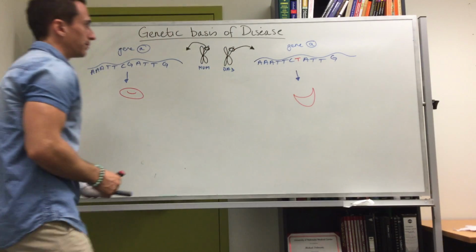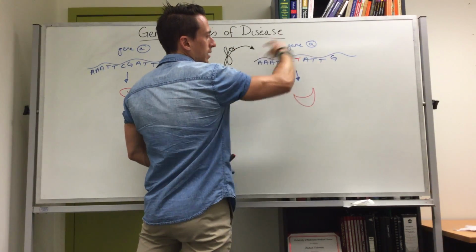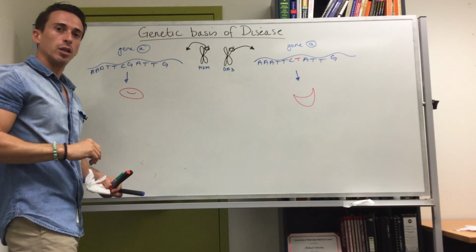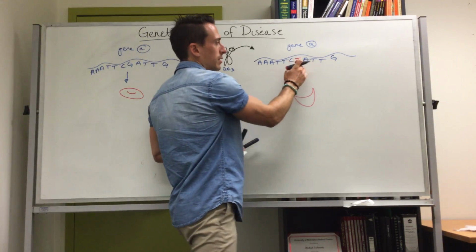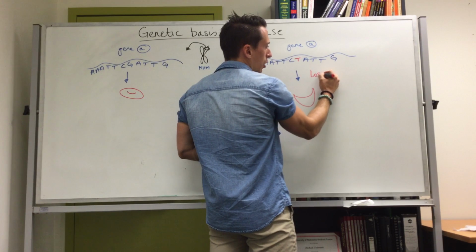Well, what do we get? We get an inheritance pattern in which dad has given us a dysfunctional gene and mum has given us a functional gene. Now, let's just say that this from dad resulted in a loss of function.